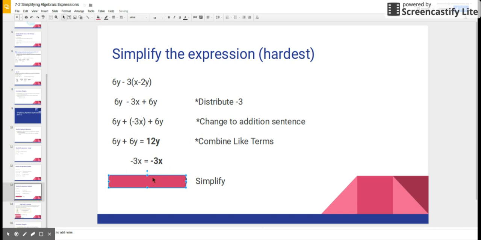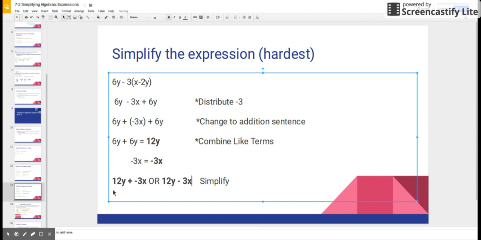So your answer is going to be 12y plus negative 3x, or 12y minus 3x. Either way you look at it, these two expressions are the same. This is just the additive inverse of this. They are both the same. They are both simplified.